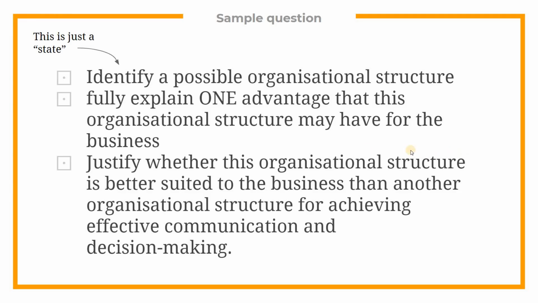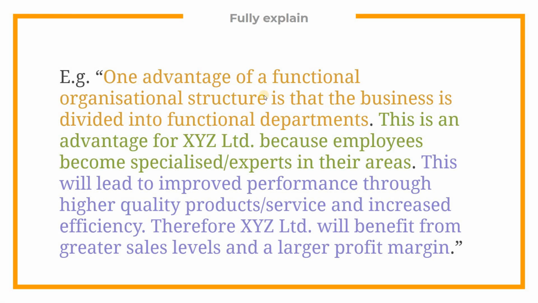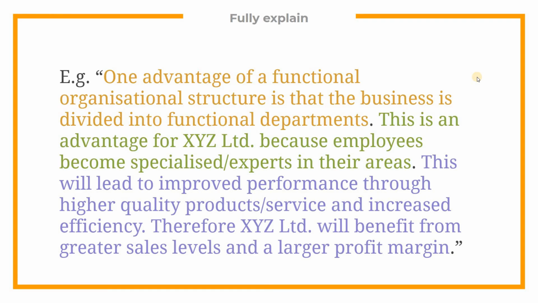If we were to go on and do what the question actually asks, fully explain, then we would learn that a fully explained answer asks us to do the following. It asks us to explain, so state the answer and say why or how. Then it says give the impacts or effects of this for either the business or a relevant stakeholder, depending on the question. In our case, it wants us to give the effects on the business. So I'm going to have the same answer, and then in purple, you see I've done the extra fully explained part, the effects.